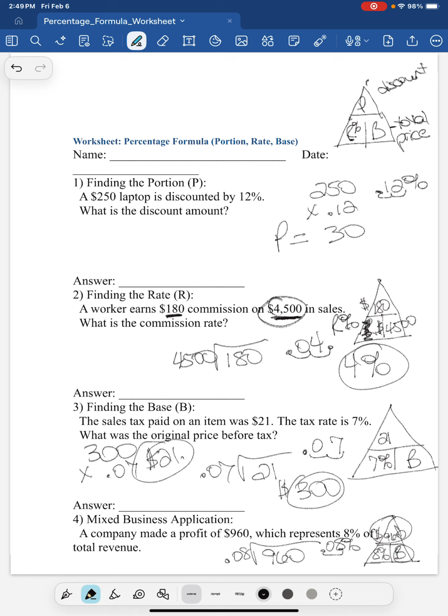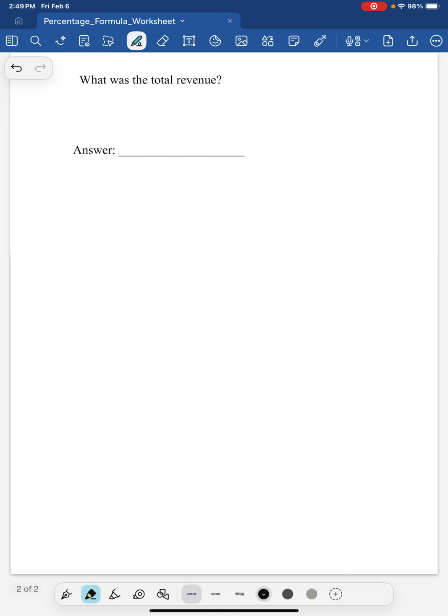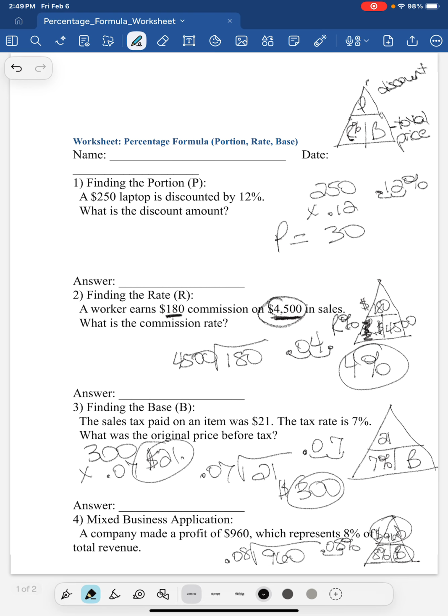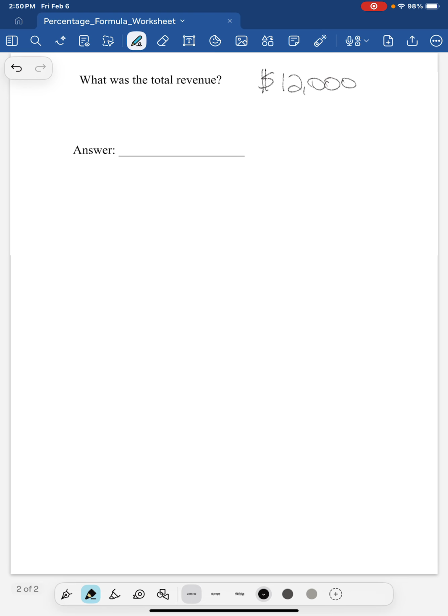So if we take 960 and divide it by 0.08, then we have $12,000. I'm going to switch to the next page so we have room to write. So we have $12,000. And again, if we want to double check ourselves to make sure that we've got the right total revenue with a profit of $960, all we need to do is multiply this by our 8% profit rate. So we make that 0.08. If I multiply 12,000 times 0.08, the rate of profit, then I get the $960.